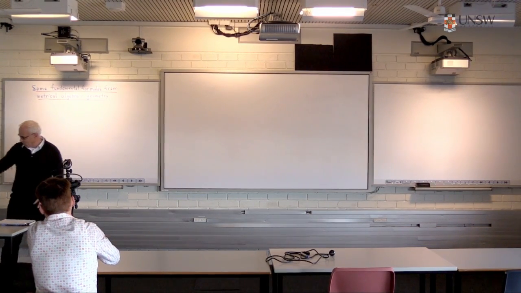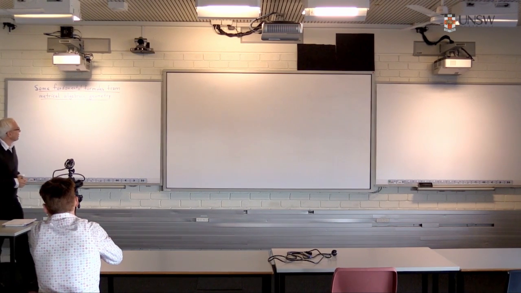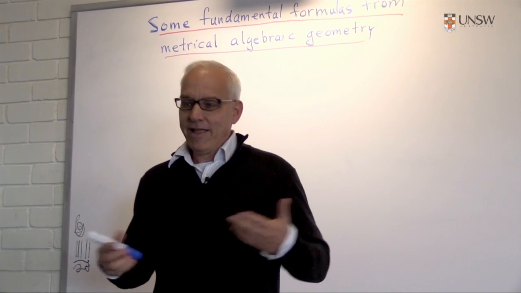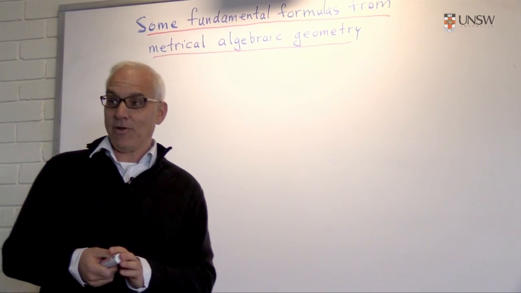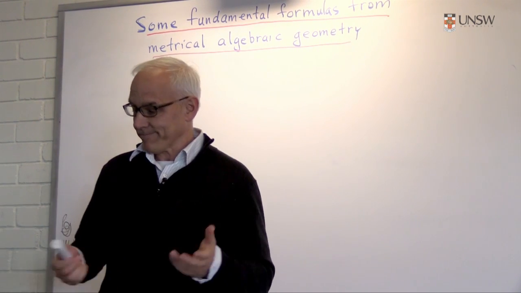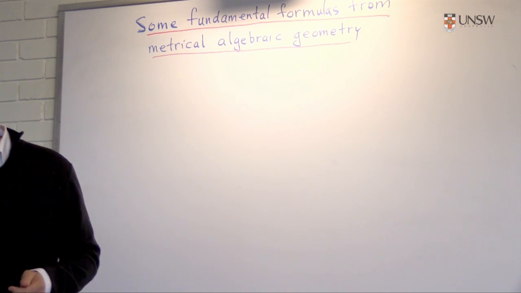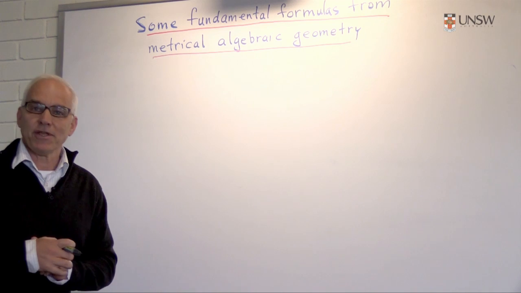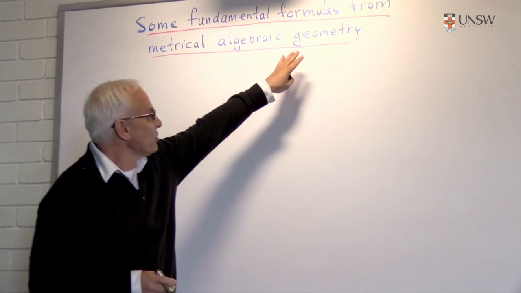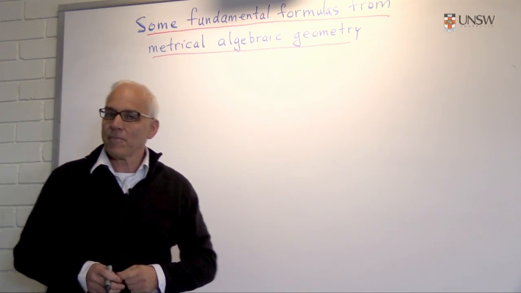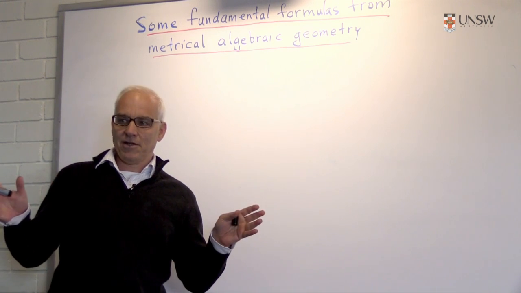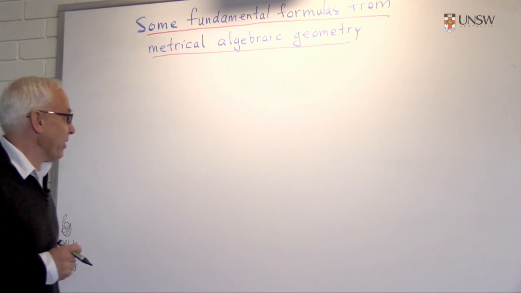So I'm going to talk a little bit about some fundamental formulas from metrical algebraic geometry and how they connect to some classical formulas from, well, antiquity up to modern times. So I'm interested in metrical algebraic geometry here today. So geometry looked at algebraically and with a metrical approach. So we're interested in making measurements in this setting of algebraic geometry.